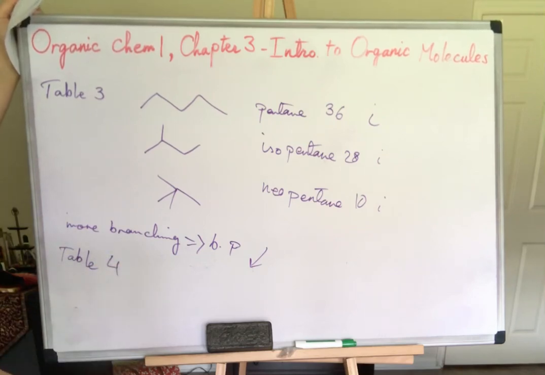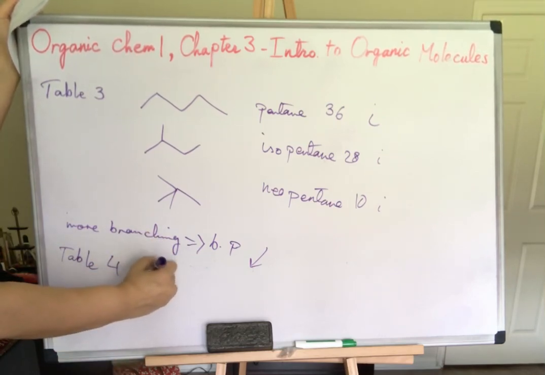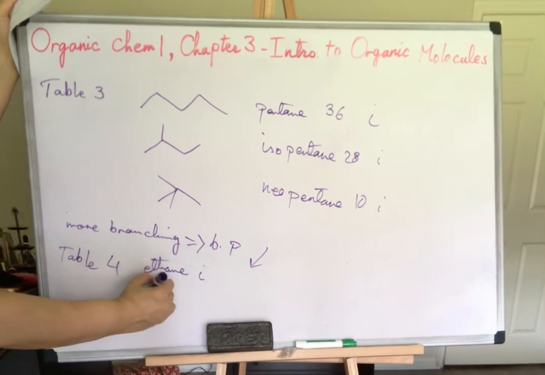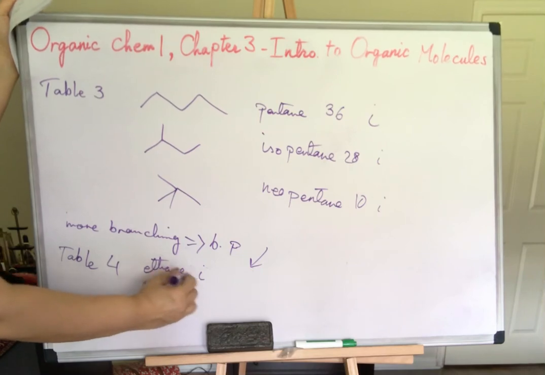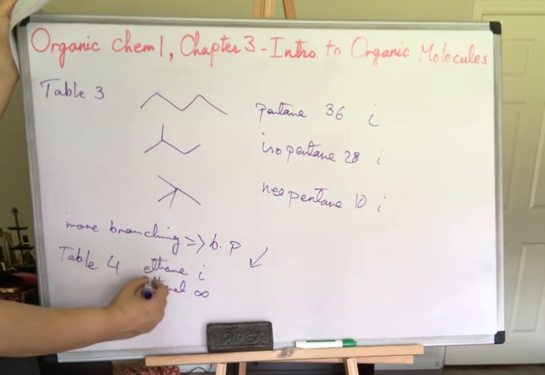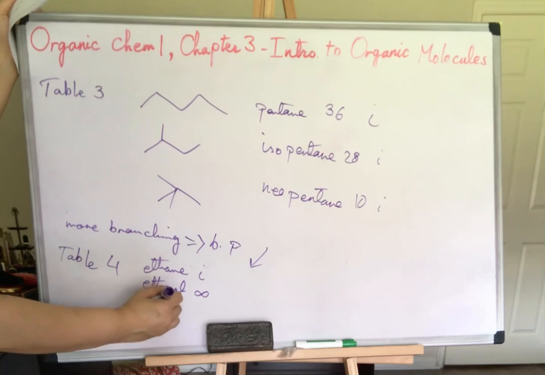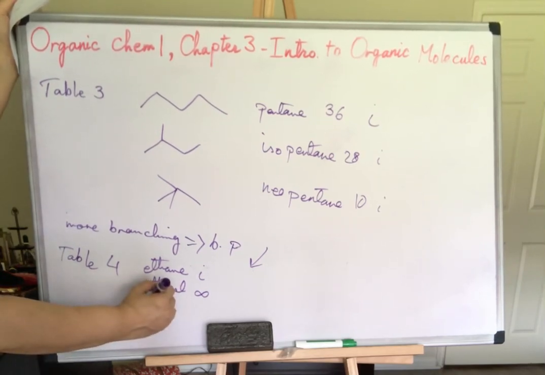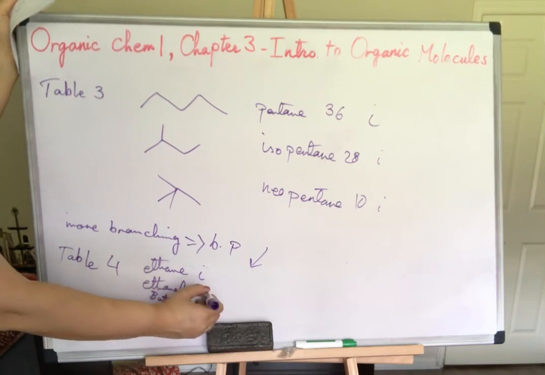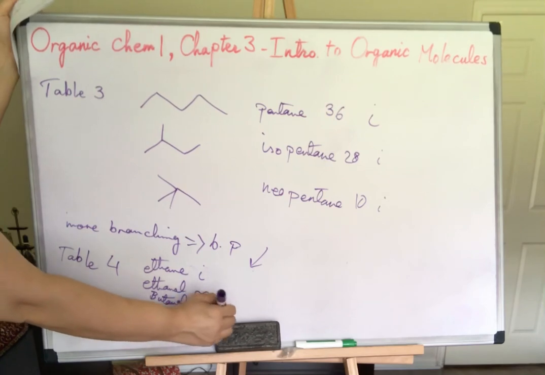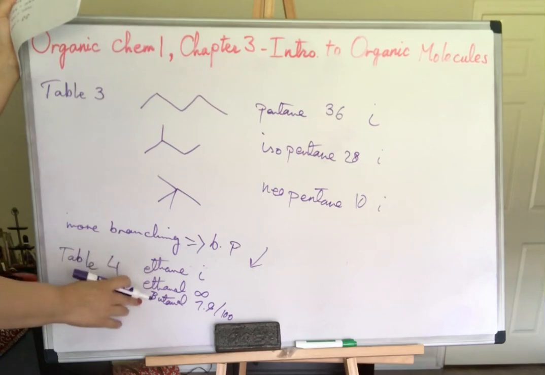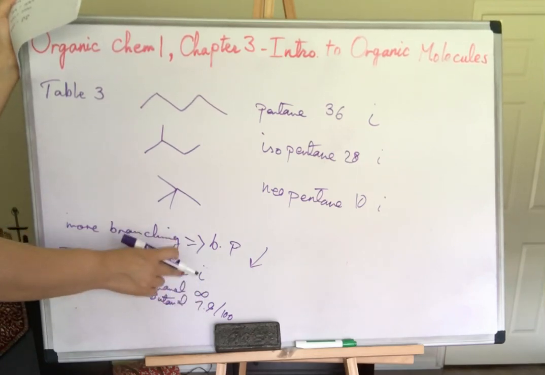Between ethane, an alkane, which is insoluble, ethanol, which is infinitely soluble, and 1, 2, 3, 4, butanol. Butanol is 7.9 per 100. So you see, by increasing the chain, going from ethanol to butanol, the solubility decreases.